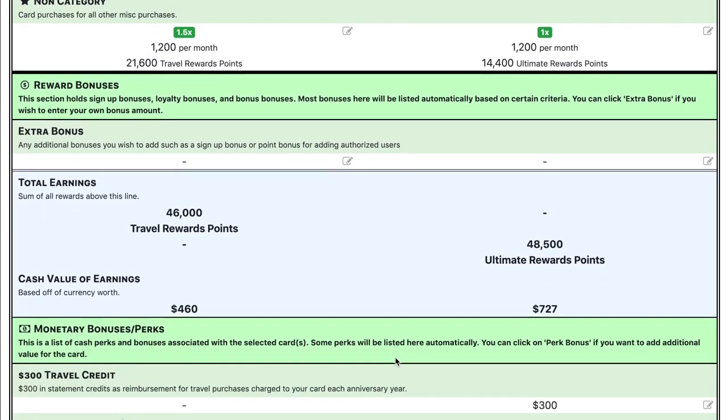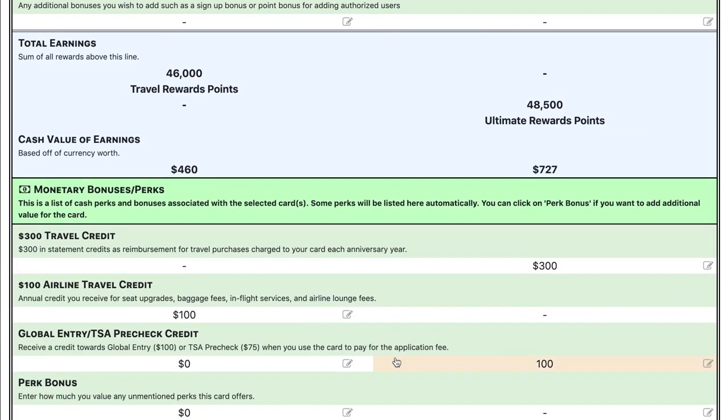So monetary bonuses and perks. The Sapphire Reserve has a $300 travel credit that is given to you annually. So when you swipe the card on things such as travel, so this can be airline tickets, hotels, car rentals, etc., it will take from this travel credit. As you deplete the credit, like I said, it'll automatically remove it, and you'll be good to go. Very easy credit to use, so I will leave that at its full value of $300.